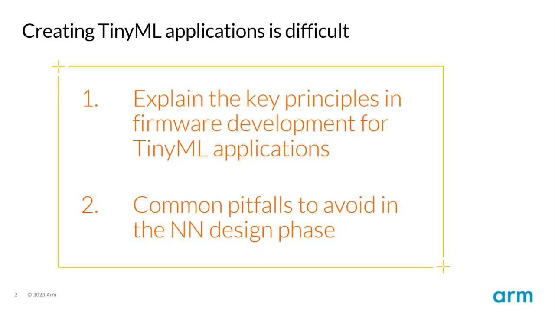I think I can pretty safely say that creating tinyML applications is difficult. First, you obviously need to have the business case, but you need to have the high-quality labeled data. You need the neural network architecture that is going to match your data sets. And you also need to have knowledge about the embedded software. So I'd like to speak a bit about the key principles when you create the embedded machine learning software. And also I'd like to touch on some of the common pitfalls that I notice in the creation of neural networks.